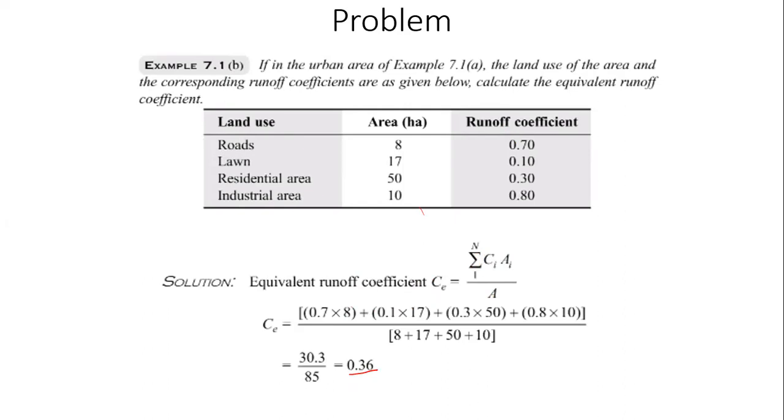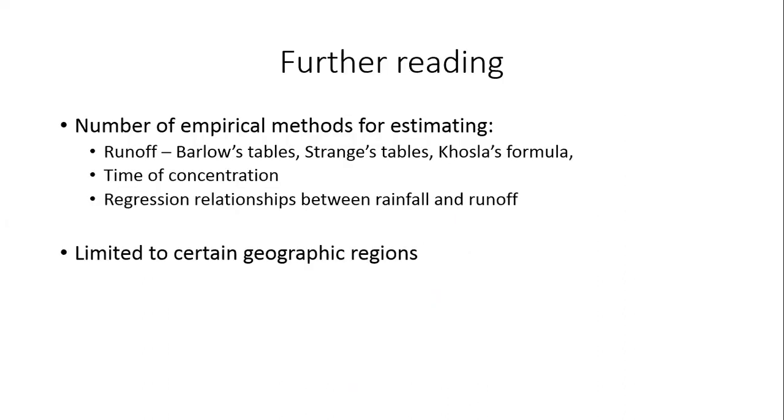With this I think we have almost come to the end of understanding runoff. I'll just briefly speak a little bit more. There are a number of empirical methods for estimating runoff, right? For example, there's what is called Barlow's tables, Strange table, Khosla's formula. I'll leave it at that. There are n number of empirical equations available to estimate runoff for different situations, monthly runoff, annual runoff, daily runoff, and so on, right? Any number of empirical methods are available for runoff, similarly for time of concentration, and then there are lots of regression relationships between rainfall and runoff.